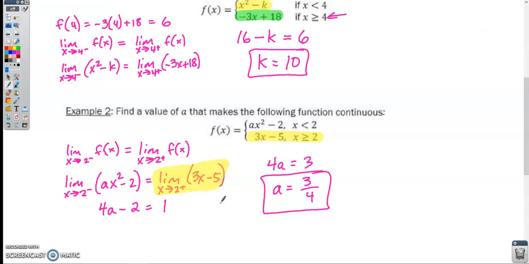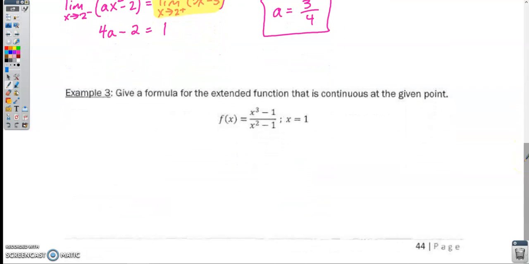One more example here. Example 3. Give a formula for the extended function that is continuous at the given point, and sometimes we refer to these as continuous extensions. In other words, what's going on with this function? f of x equals x cubed minus 1 over x squared minus 1, and when we say at x equals 1, I'm telling you that there is a discontinuity in this function at x equals 1. You can see that very easily if you substitute 1 in, like you're trying to take the limit of this function, you end up with an indeterminate form 0 over 0.